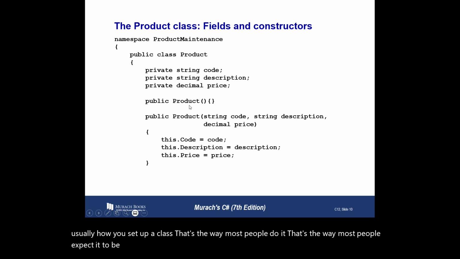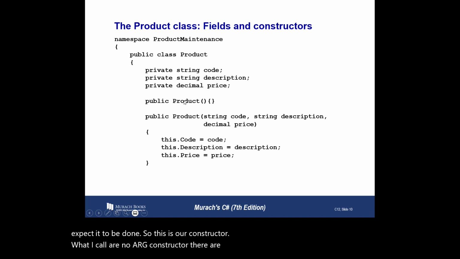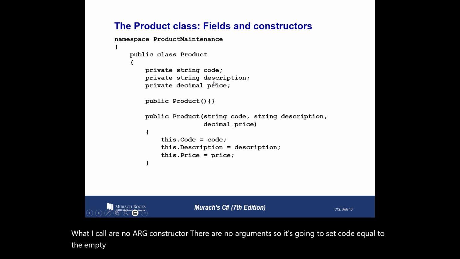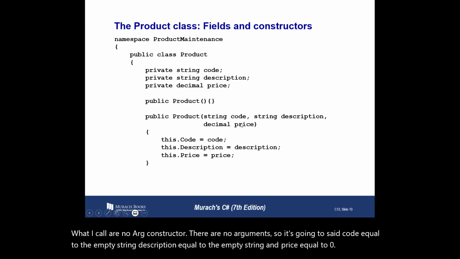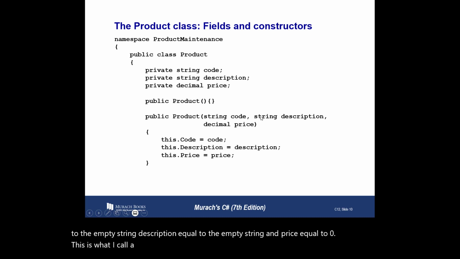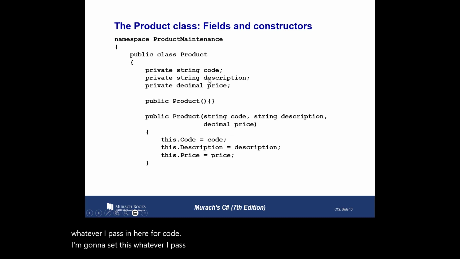So this is our constructor, what I call our no arg constructor. There are no arguments. So it's going to set code equal to the empty string, description equal to the empty string, and price equal to 0. This is what I call a full arg constructor because all 3 arguments are passed to it. So whatever I pass in here for code, I'm going to set this. Whatever I pass in here for description, I'm going to set this. And whatever I set for price, I'm going to set this.